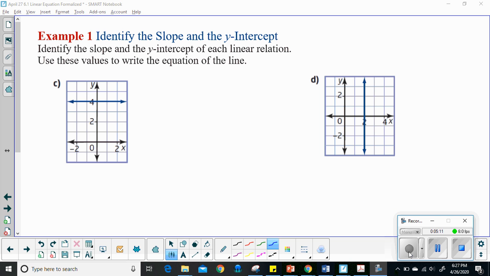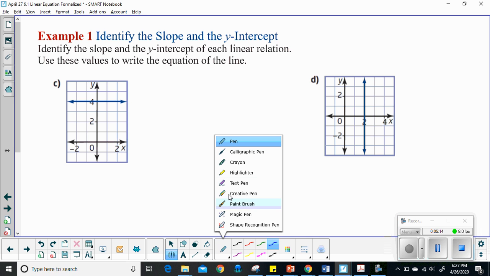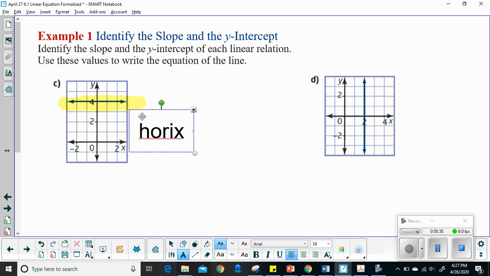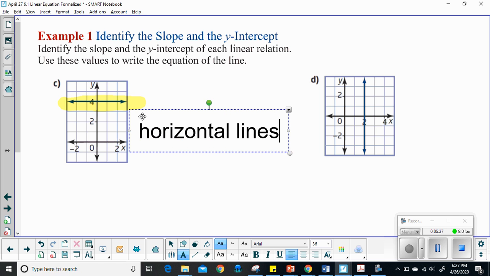My next two examples are a little bit more interesting. So let's look at this. Here I've got a line. Let's see, there's my x-axis. Where's my line? Oh, my line is all the way up here. And notice that it's a horizontal line. So that's pretty interesting. So horizontal lines are a bit of a special case. So let's think about this one.